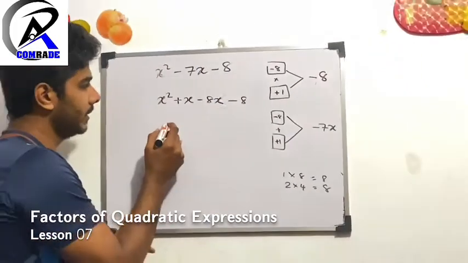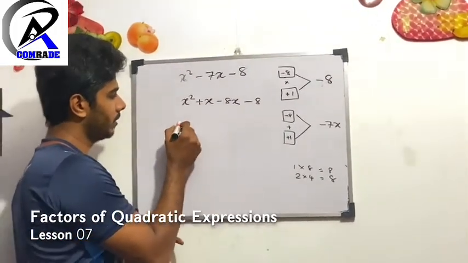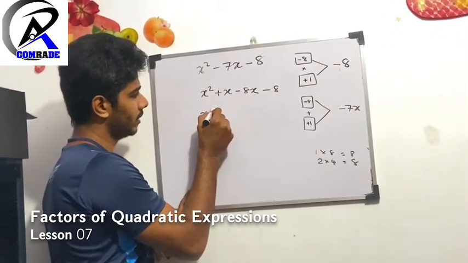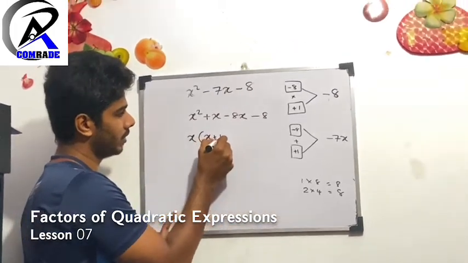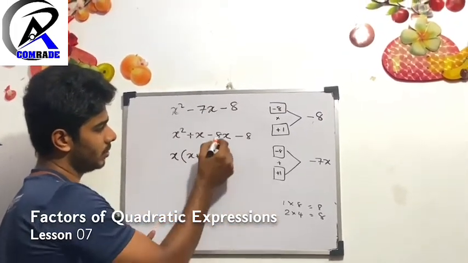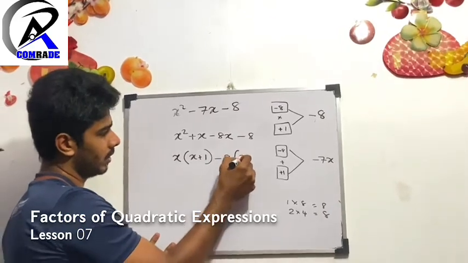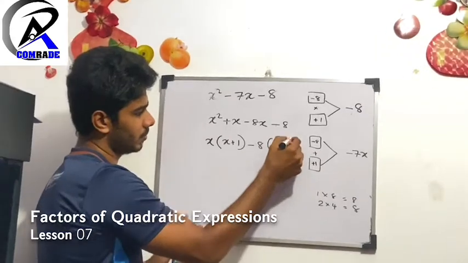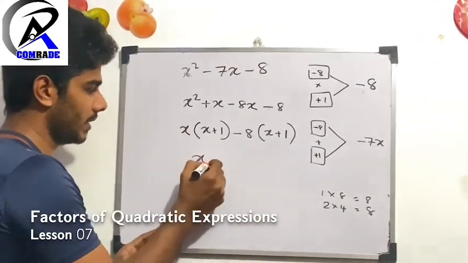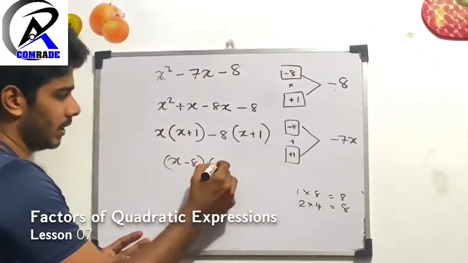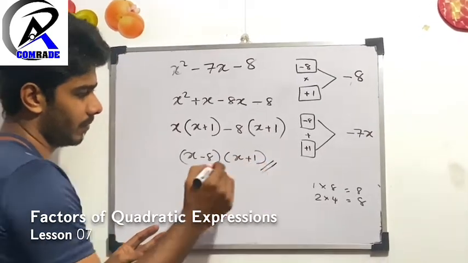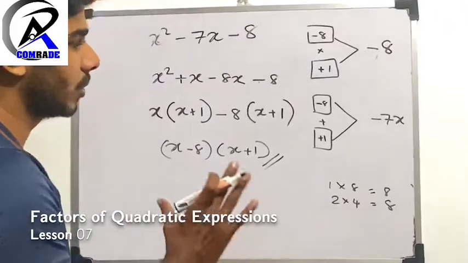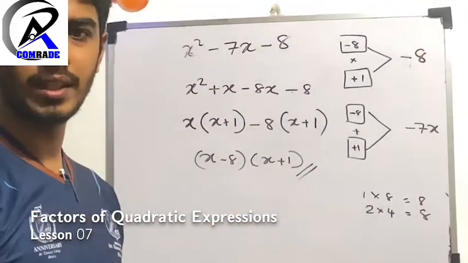right? Okay, and see, x is common. Take x out, right? x plus 1, minus 8 is common. x plus, minus into minus plus, no? Plus 1. Right? Final answer is x minus 8, x plus 1. Right? So that is the thing. Copy down that also. Okay. So this is the method of doing these things, right?